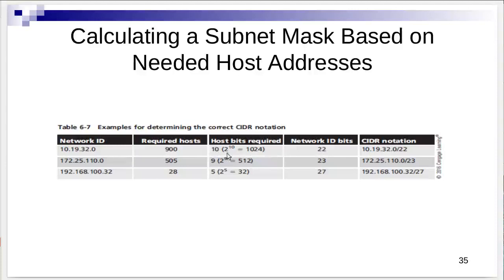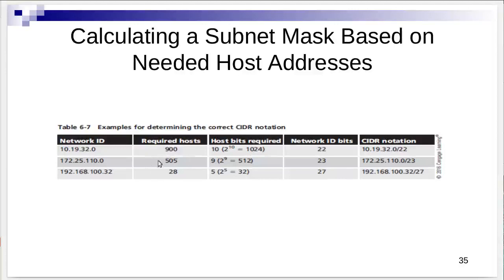And remember, even though the host ID bits is 10, which gives you 1024 possibilities, 2 of them are gone because of the network ID part and the broadcast part. So that basically gives us something close, 1022 hosts maximum, but that's enough to fit the required number of 900 hosts.